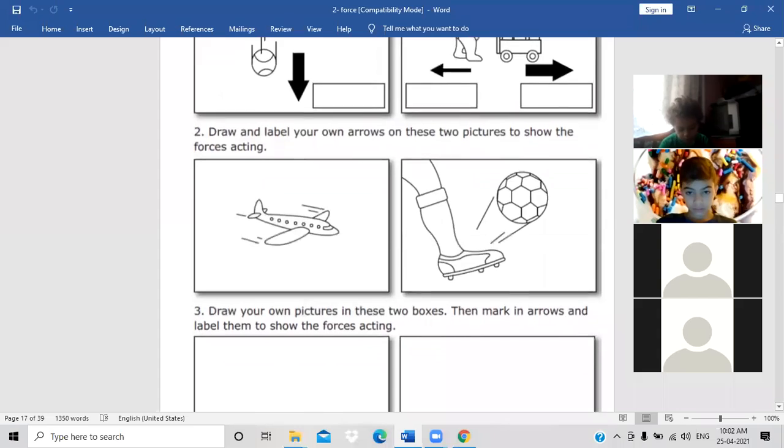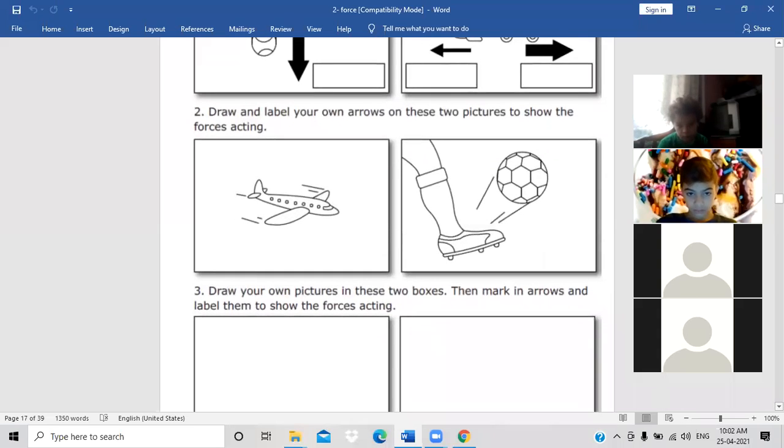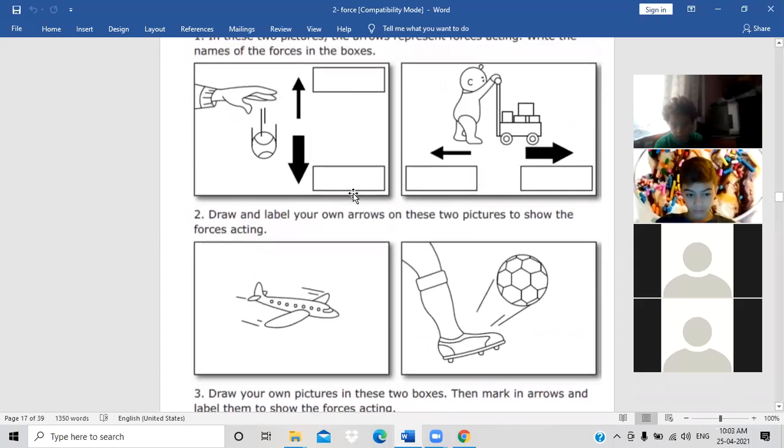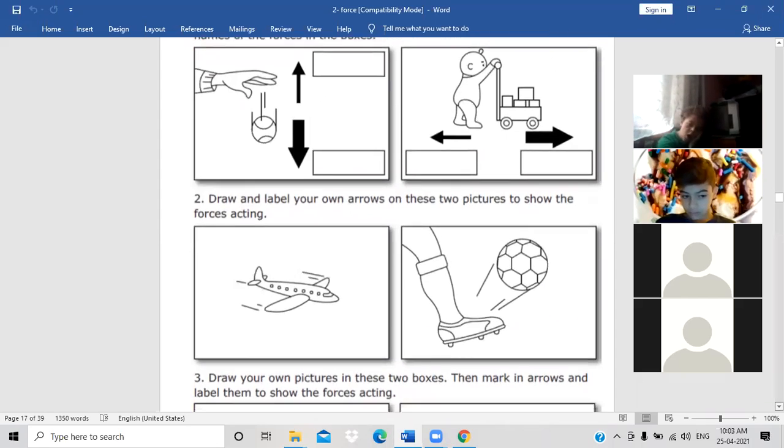Okay? I don't understand the second. The second one, you will draw the arrow. Do you see here? In the first one, they want you only to write the name of the force next to the arrow. In the second one, they want you to draw the arrows and write their names. Okay, do you understand now? Yes.